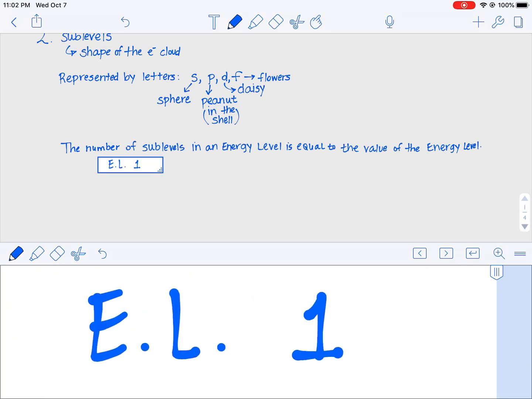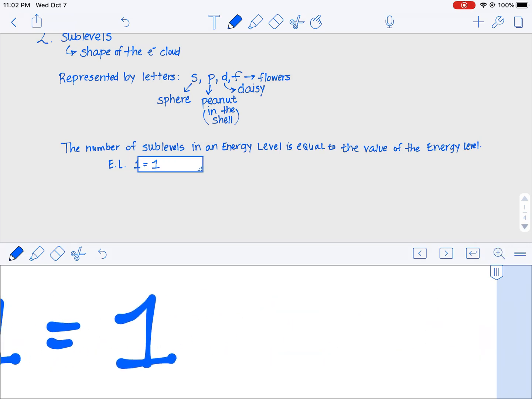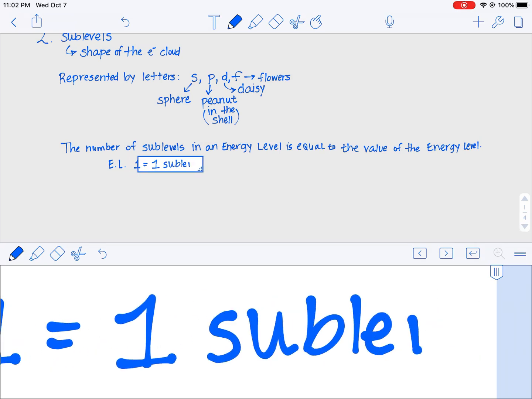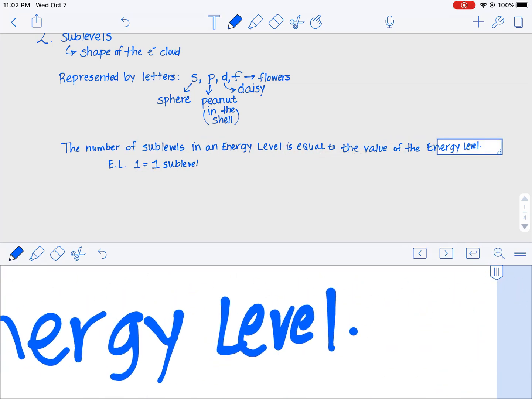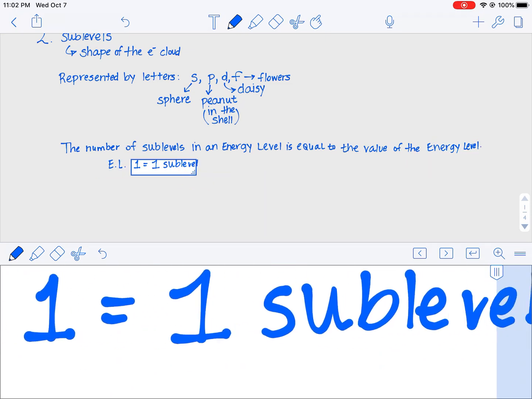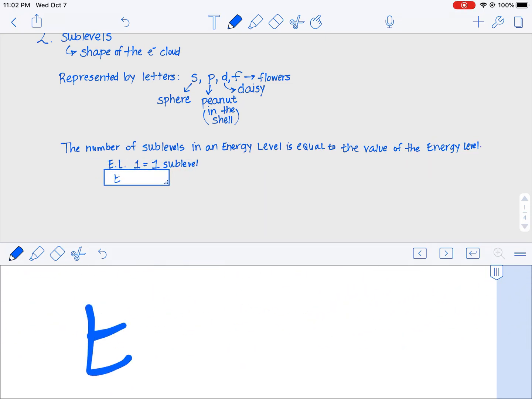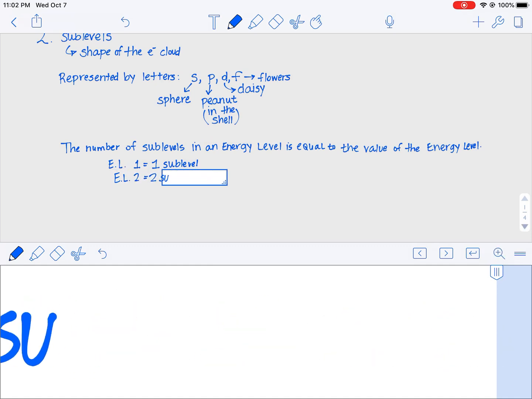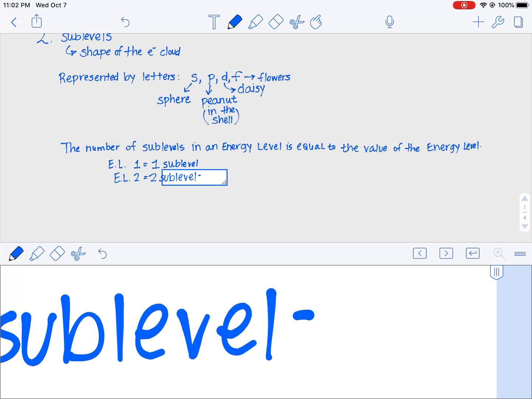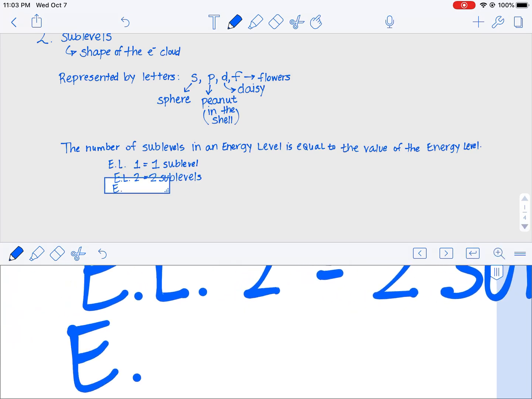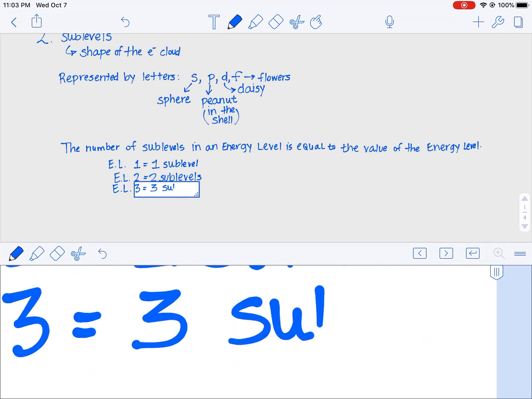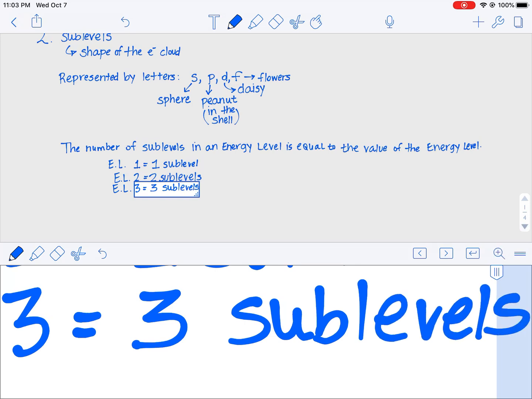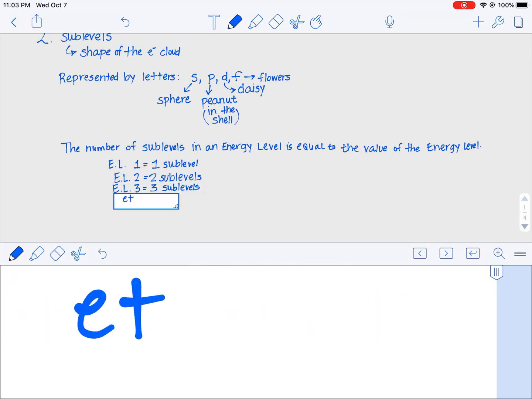Energy level 1 will have 1 sublevel. The number of sublevels is equal to the value of the energy level. Energy level 1, 1 sublevel. Energy level 2 is going to have 2 sublevels. Energy level 3 is going to have 3 sublevels. Etc.